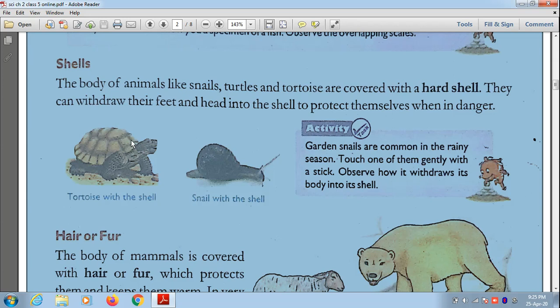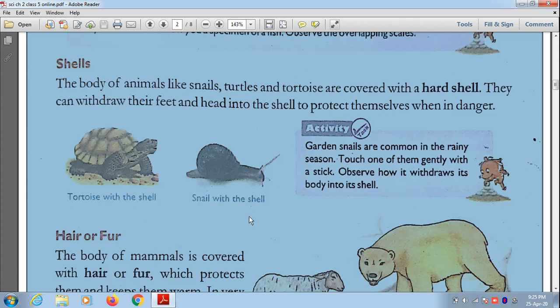Whenever it senses any danger, जब भी इसको किसी danger का, किसी prey का कुछ sign मिलता है, तो it just goes inside its hard shell and keeps itself protected, right? तो ऐसा लगता है कि वहाँ पे एक stone है rather than a tortoise. Similarly, a snail, it looks beautiful inside its shell. So these are the animals that bear hard shell, hard outer covering on their body, which keeps them protected.